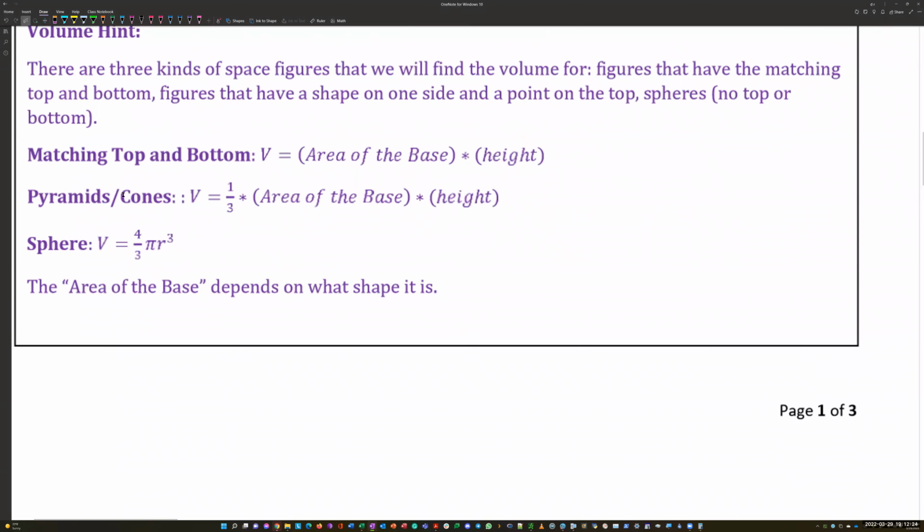All right, so they summarize this here a little bit. If the top and the bottoms are matching, it's just the area of the base times the height. If it's a pyramid or a cone, it's 1/3 area of the base times the height. If it's a sphere, it's 4/3 pi r cubed. You can remember sphere also because you need r times r times r.